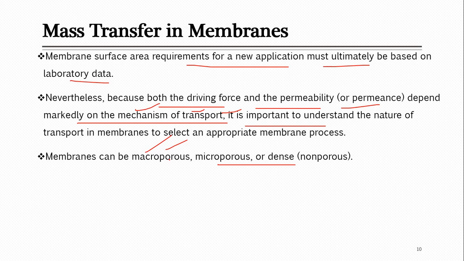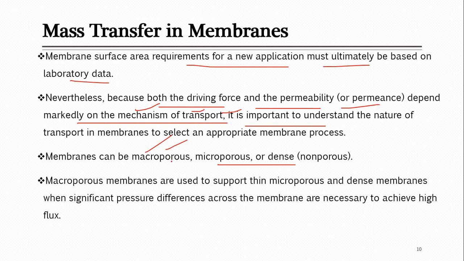If you remember, I have told you that across the membrane pressure is high. In order to sustain that pressure, we discussed that usually a dense membrane or microporous membrane is just a small layer, but that is supported with some other support, which are usually microporous membranes. They are not used to give any separation, they are just used for supporting the thin membrane layer, because if a thin membrane of dense or microporous membrane is exposed to a high pressure difference, it will rupture.